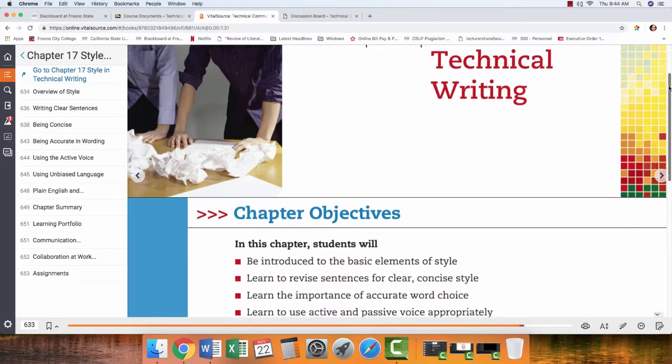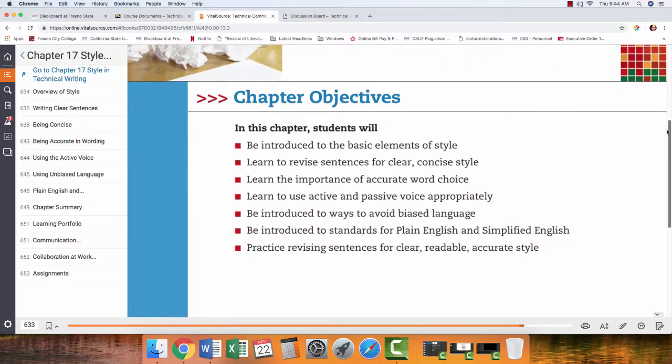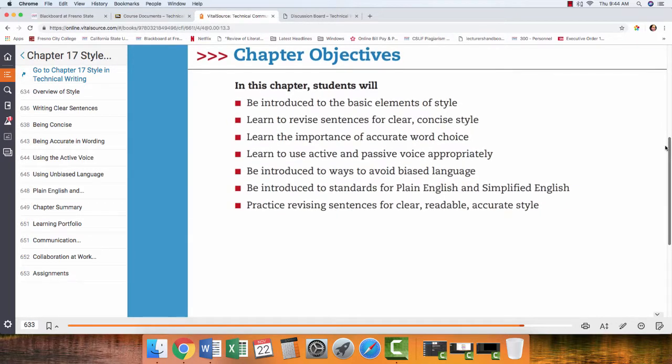Anyway, so chapter 17 is really nice because here are the chapter objectives. You will be introduced to the basic elements of style, and style in terms of writing style, your expression, the way that you put sentences together, the way that you choose words, just how you express your ideas. Learn to revise sentences for clear and concise style.